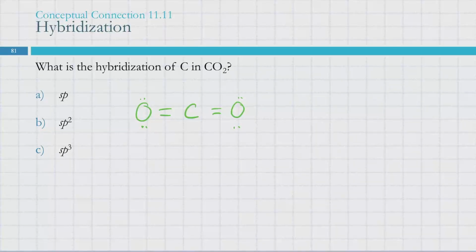A pi and a sigma. So for this we need 1 sigma and 1 pi. For this we need 1 sigma and 1 pi. So how many half-filled orbitals do we have to fill out these 4 bonds?